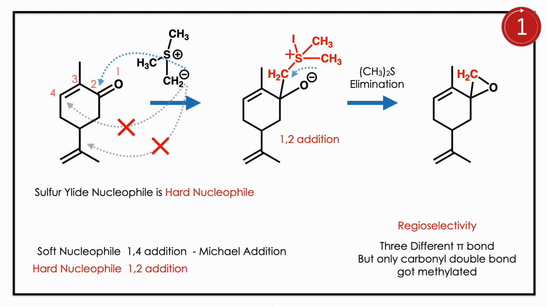The regioselectivity is promoted by the nucleophilicity. Since sulfur halides are hard, only the C=O pi bond gets methylated, not the conjugated alkene or the isolated alkene. The concept you outline here is that sulfur nucleophiles are hard, and it will undergo 1,2 addition.